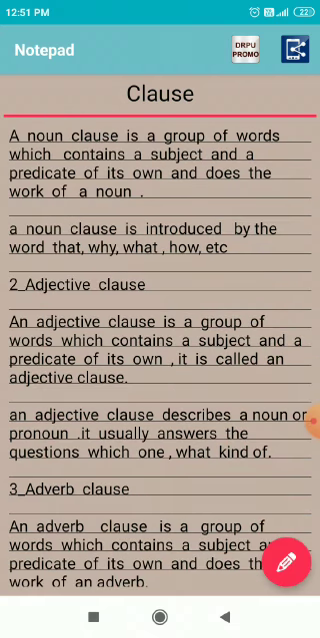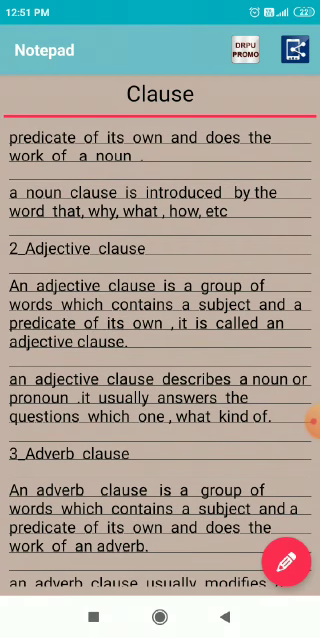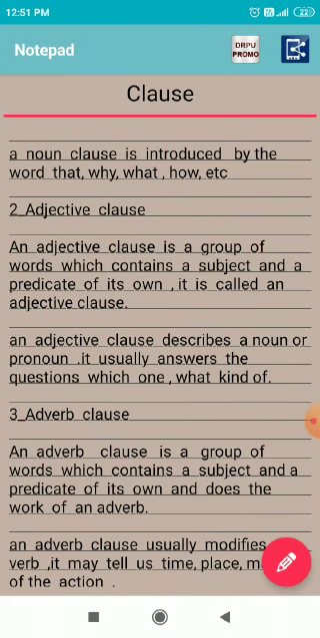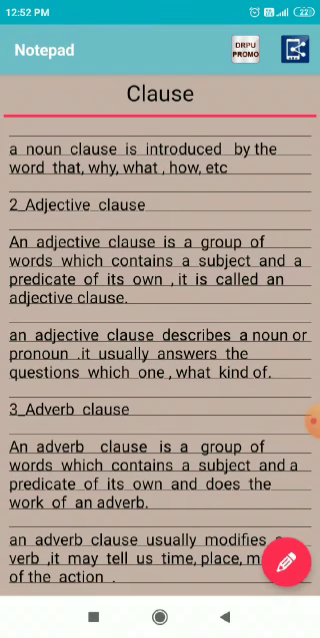Another example is: Mary had a little lamb whose fleece was white as snow. Listen to the sentence very carefully. In this sentence, whose fleece was white as snow is the adjective clause. An adjective clause describes a noun or pronoun. It usually answers the questions which one and what kind of.